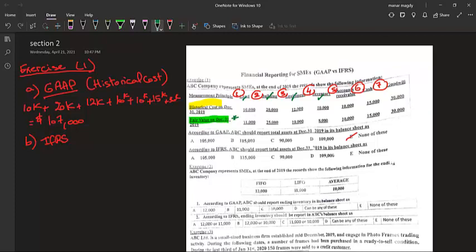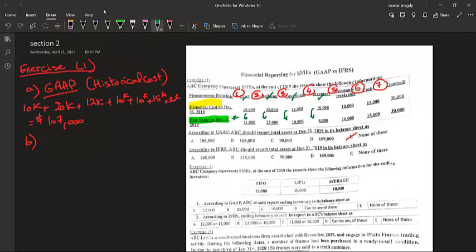So the land increased to 11,000, so we make fair value revaluations, and buildings increased to 25,000, equipment decreased to 10,000, inventory decreased to 8,000. And the rest we are going to calculate based on the rules, so let's answer it.